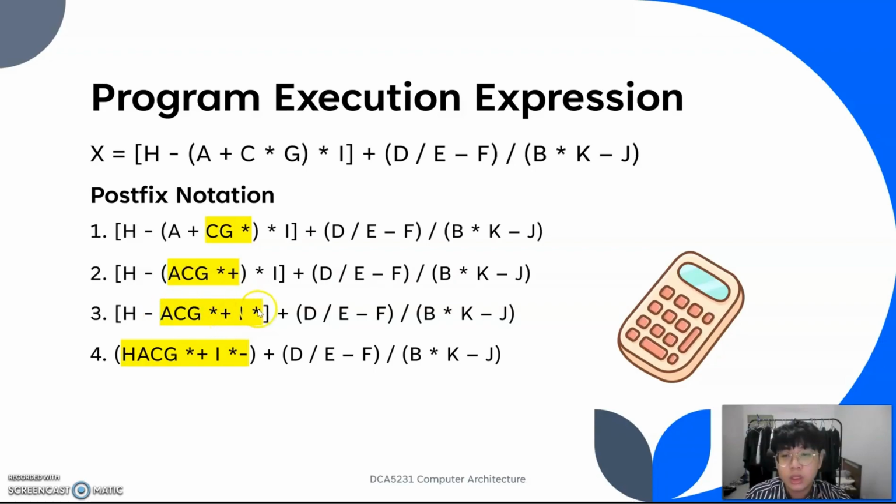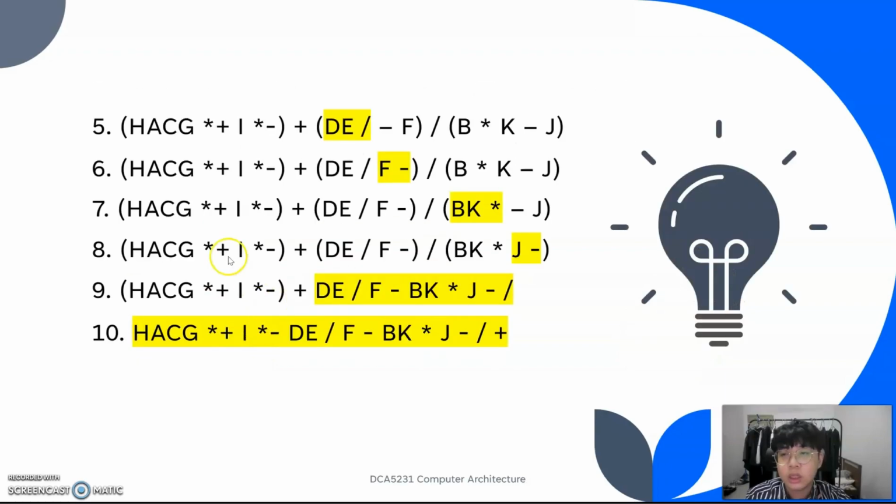So this I is out of the bracket, so the multiple will be behind the I. Next, we need to do the minus. Line 4 will be h acg multiple plus I multiple minus. The minus will be behind because we need to do the minus lastly. So this first part is done, and we go to the second part.